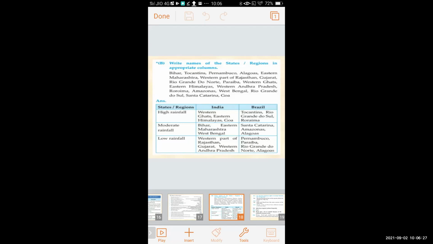Now low rainfall. So low rainfall in India is found in the western part of Rajasthan, Gujarat, and western Andhra Pradesh. These are the states in India where there is low rain. And in Brazil, low rainfall is in Pernambuco, Paraíba, Rio Grande do Norte, and Alagoas.